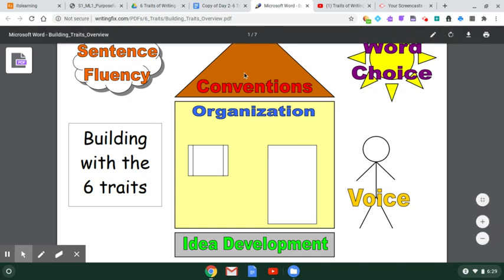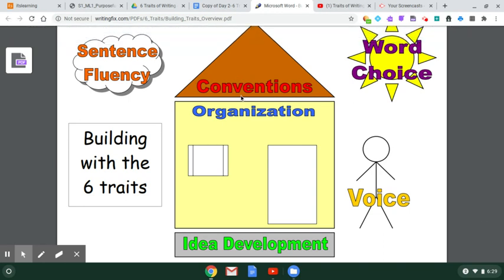And then we have on our roof, conventions. What does conventions mean? This is your grammar. This is where punctuation comes in. This is your capitalization, things like that. So that is also very important to think about.